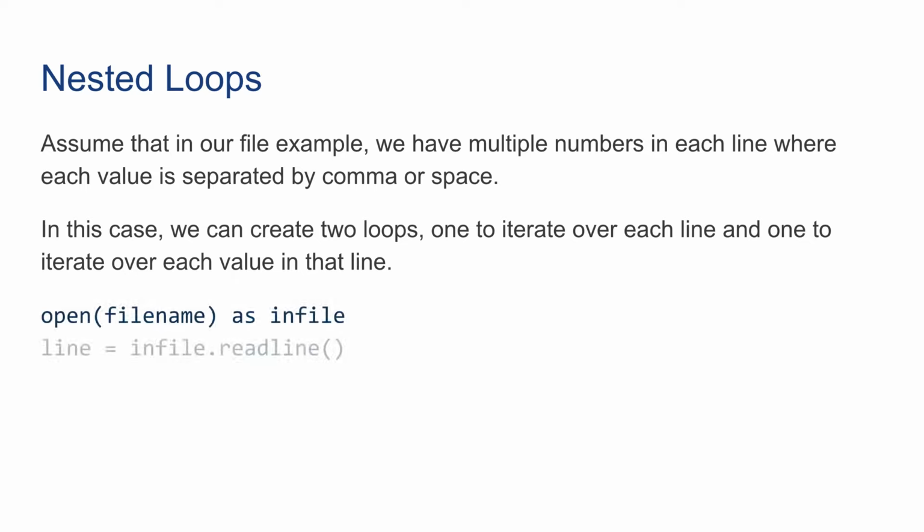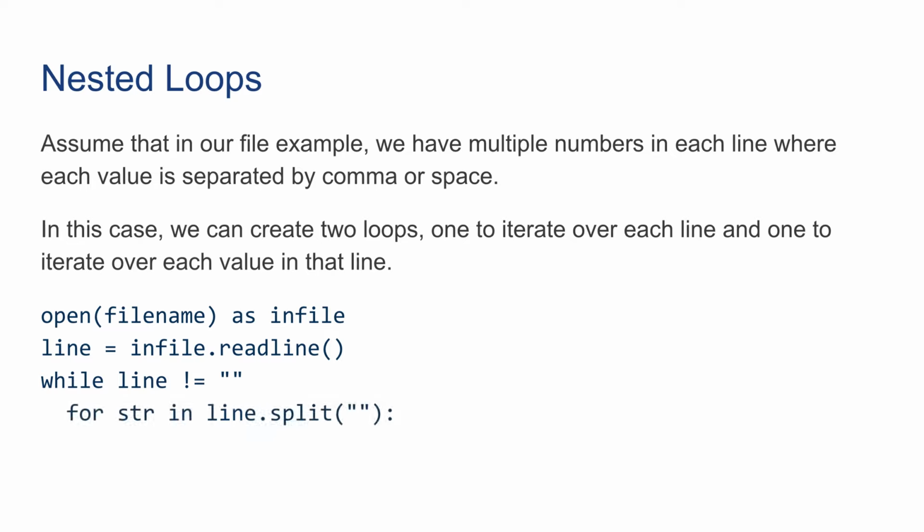So a pseudocode can be like this. Open the file as in_file. So line is in_file.readline, that reads each line. While line is not equal to empty string, we can say for string in line.split. So the split value here can be either comma or space, and then we can process each value and then read the next line.